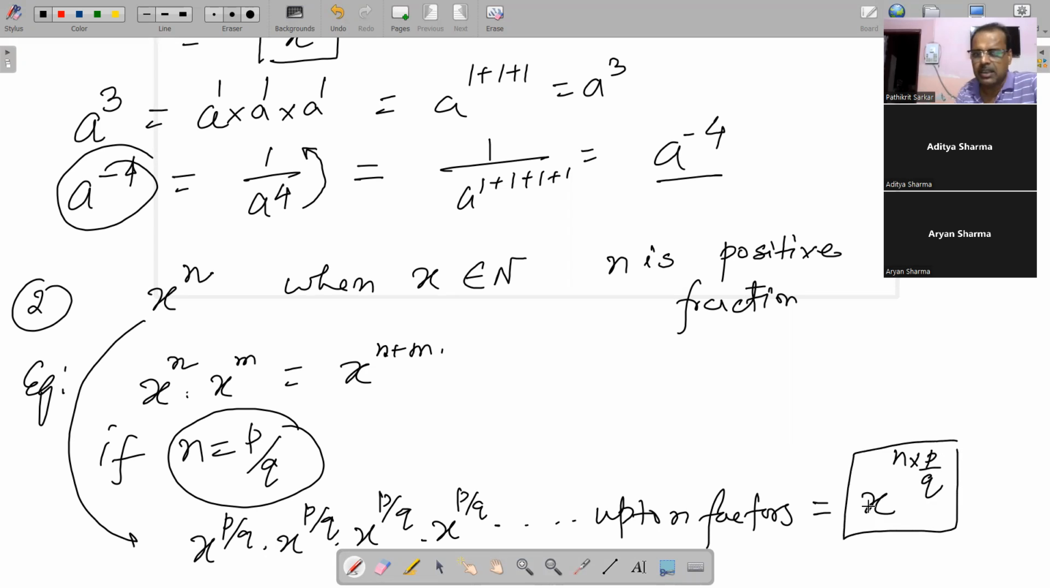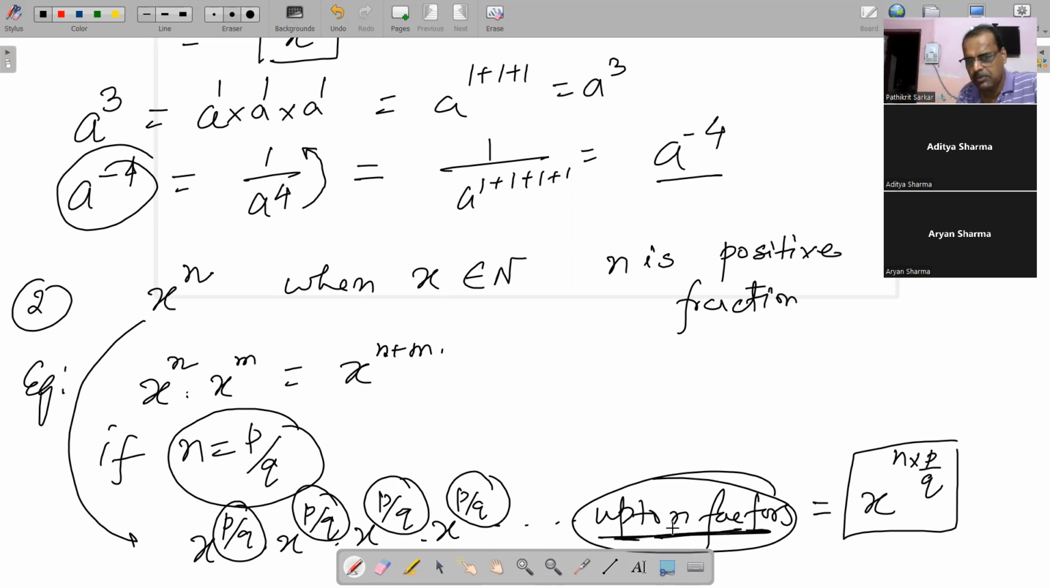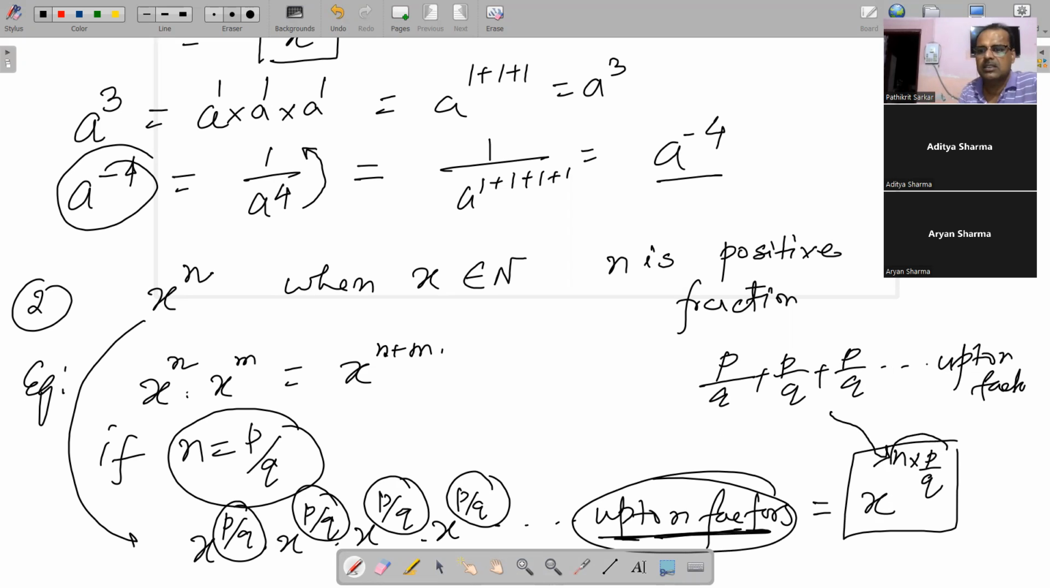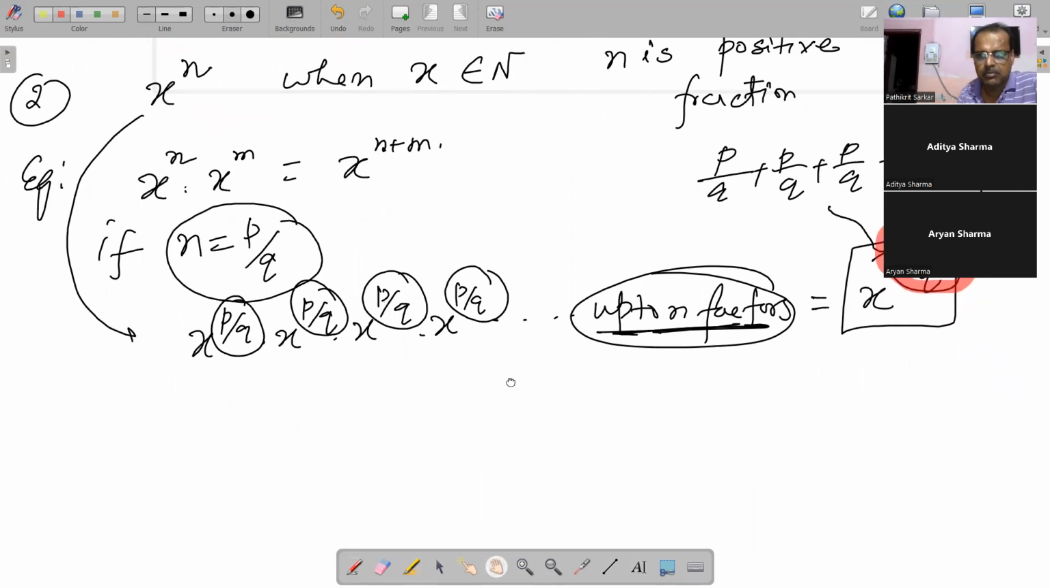So this is the way we can write it, because here it is p by q, here another p by q, here another, and it moves up to n factors. Once it moves up to n factors, if we add those things, that means p by q plus p by q plus p by q, this way up to n factors, ultimately it comes down to this one. So this is the way we can calculate these things.